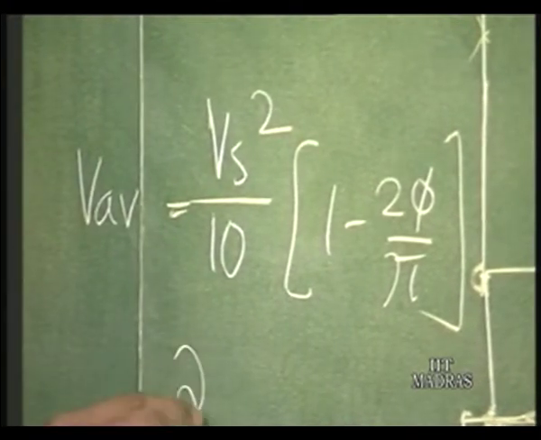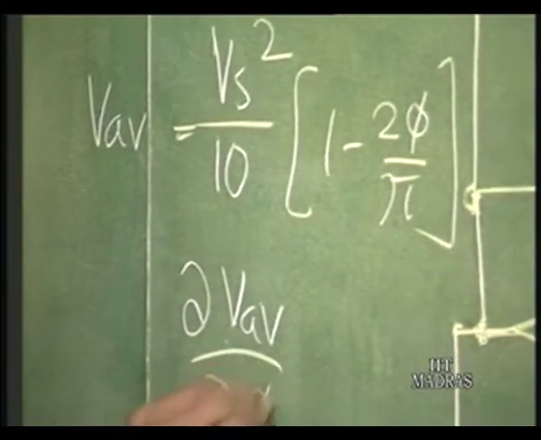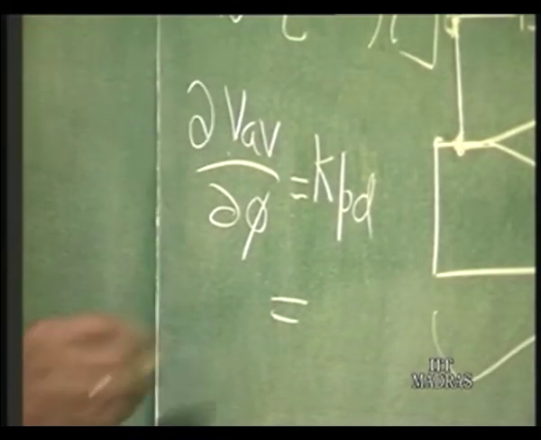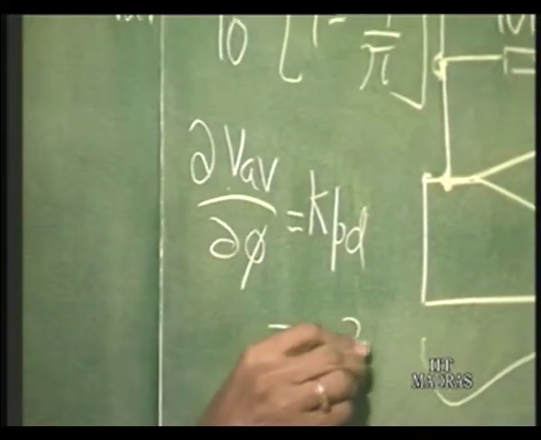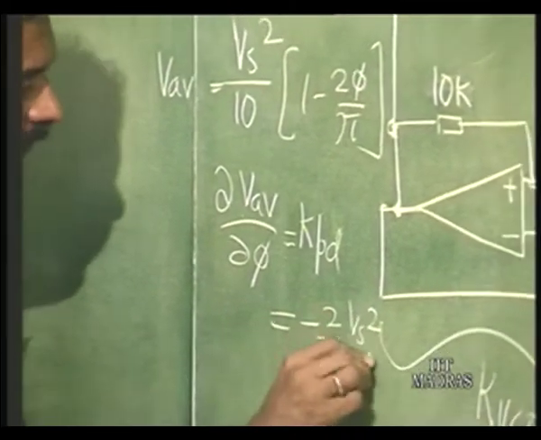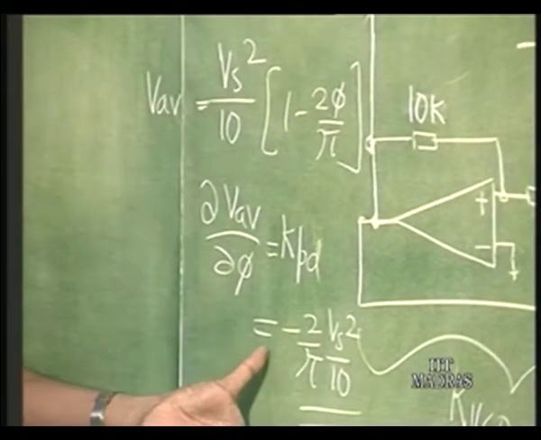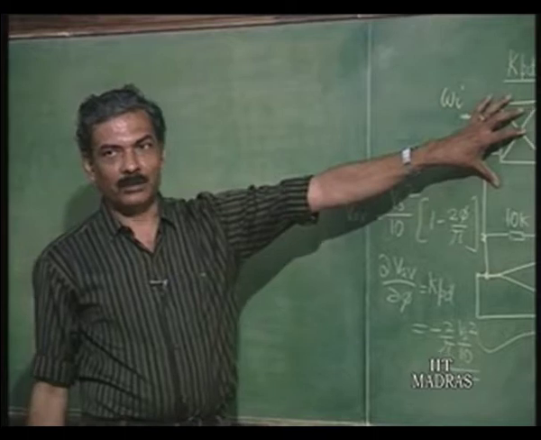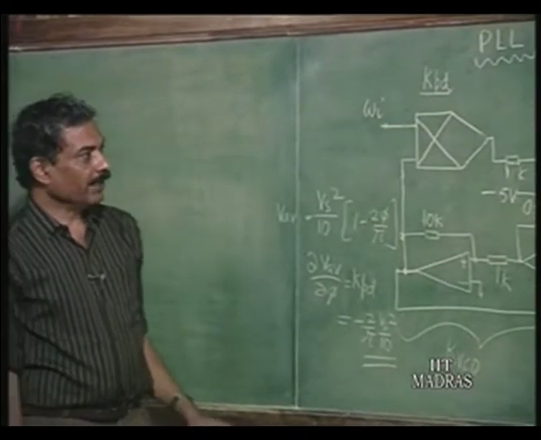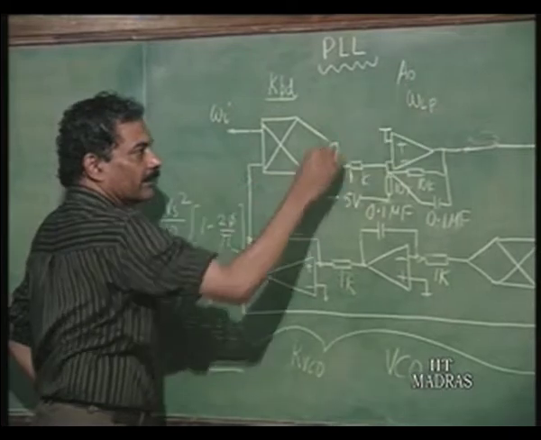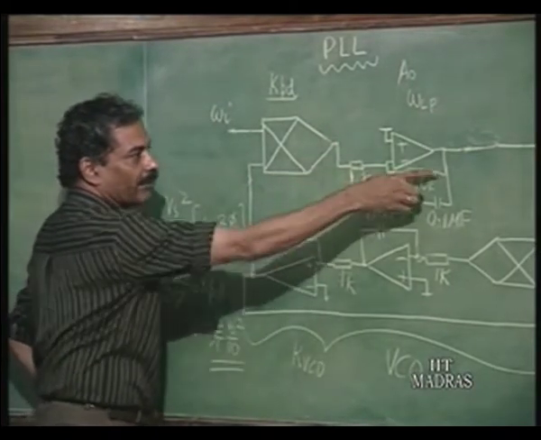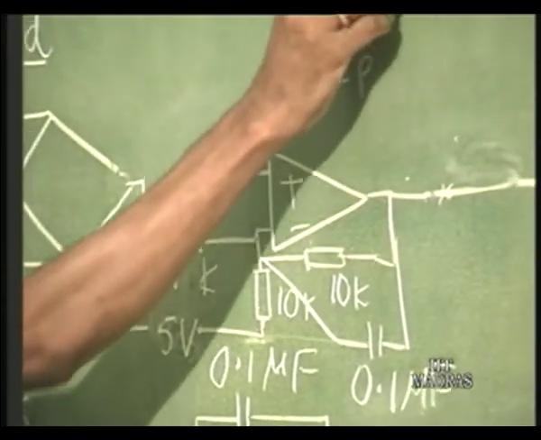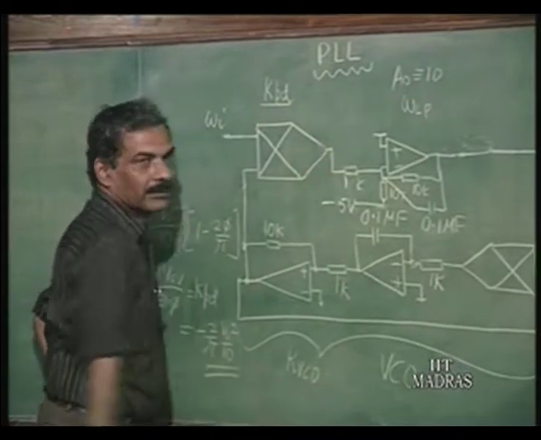Okay. So, delta V average divided by delta phi is nothing but Kpd, which is a constant throughout, and that is equal to minus 2 by pi times Vs squared divided by 10, correct. So, this is the value of Kpd for this block. Next we have an amplifier here, an inverting amplifier of course, 1k here, 10k here. So, the gain A naught is equal to 10, of course, minus 10.